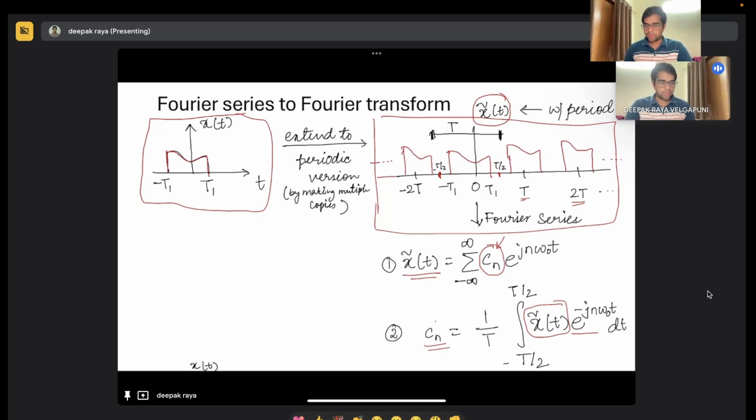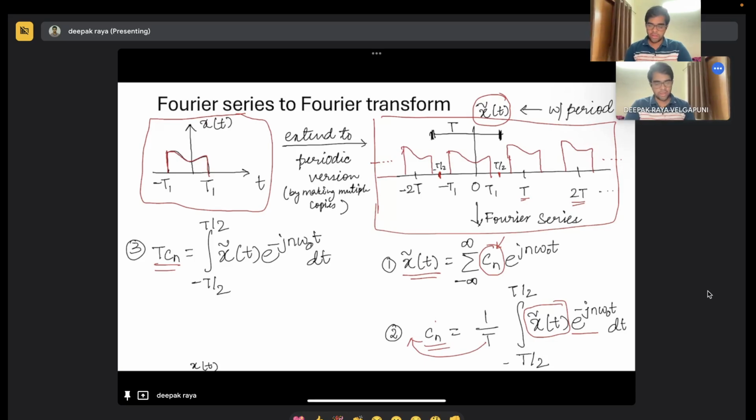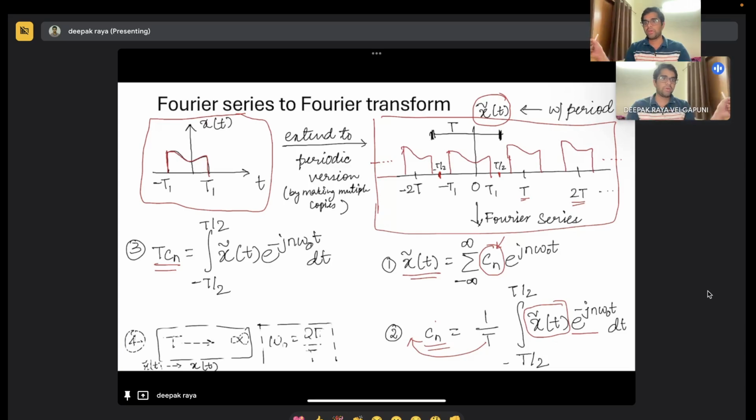Now I'm bringing this T to the other side, so it becomes T times Cn equal to whatever is on the right hand side. The trick we do now is extend the period T to infinity, so that you are left with the same signal x of t which we began with. We apply this limit, as T tends to infinity, and see how this expression changes. Is everyone clear until this point?